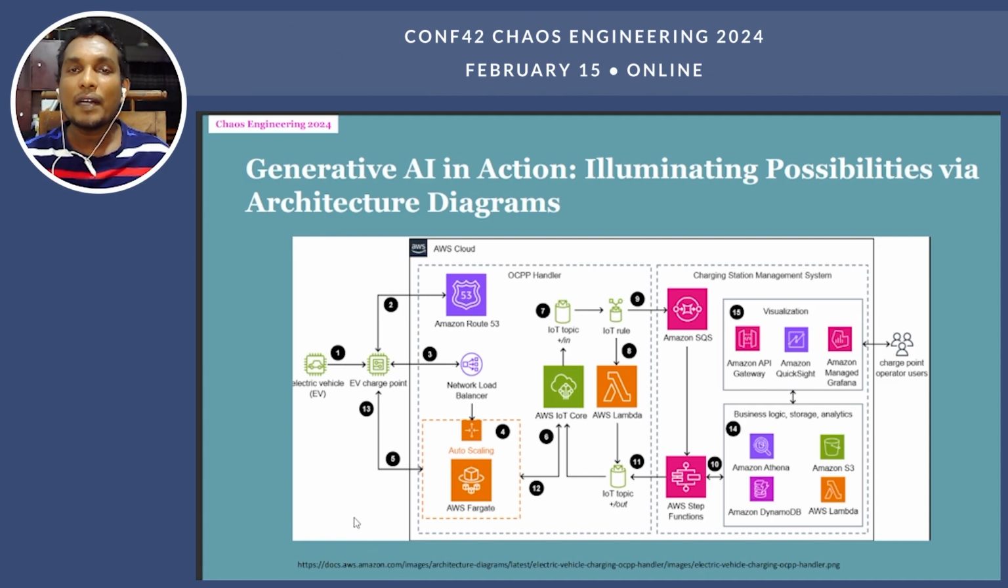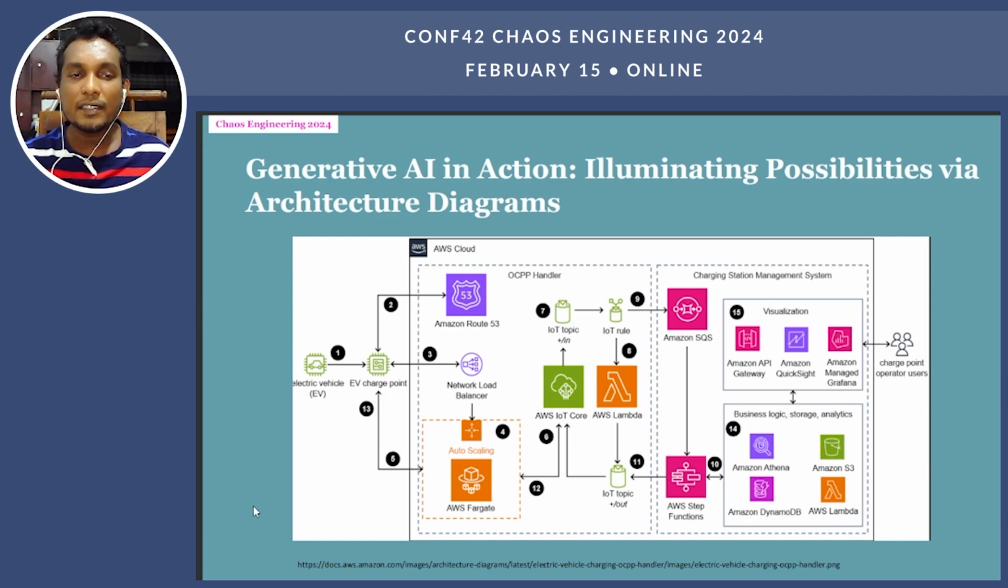Probably, at one glance you might understand this architecture diagram, or it might take a little bit of time for you. And the idea is that that is why we need generative AI, so we don't really need SMEs to be involved all the time.